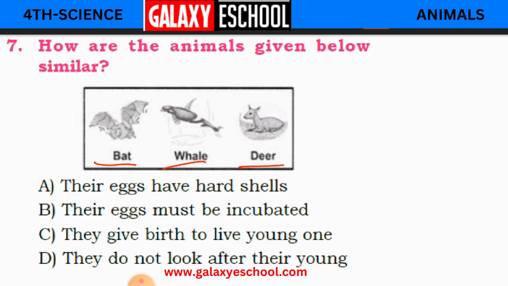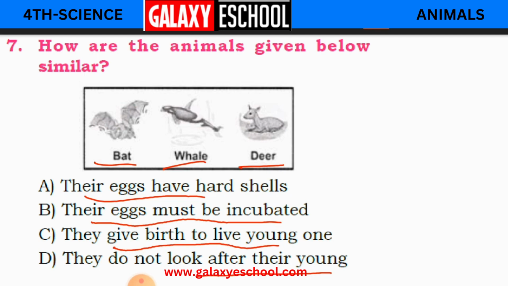In the sense, they are similar to the others. They have the same quality, same feature, same character. So what is that? A option is their eggs have hard shells. B is their eggs must be incubated. C option is they give birth to live young ones. D option is they do not look after their young ones.